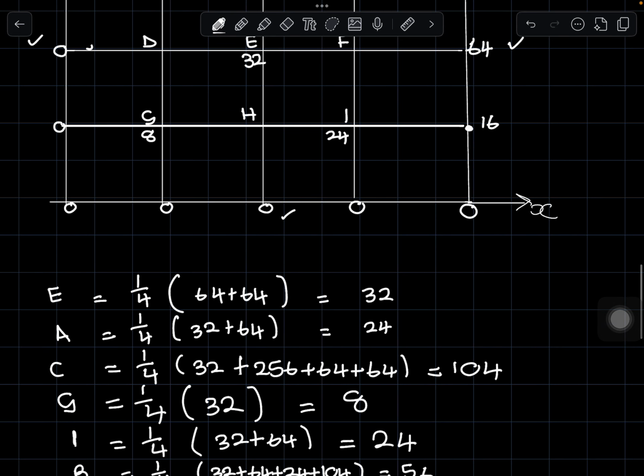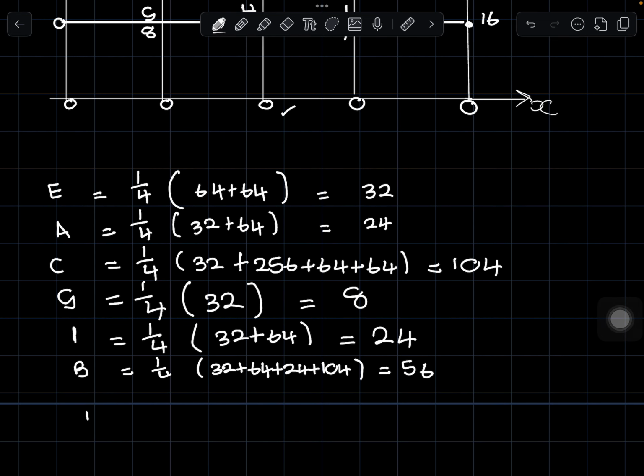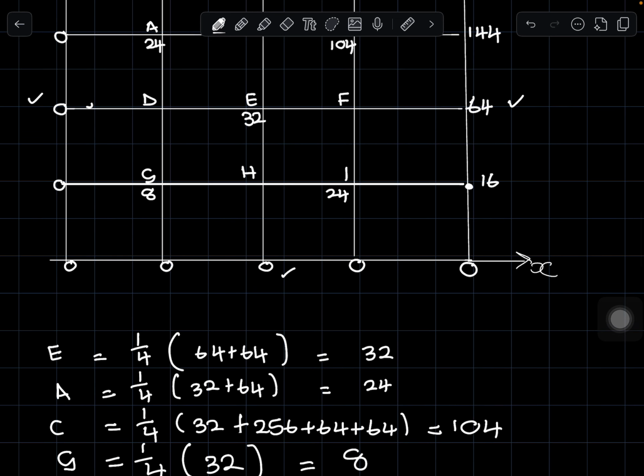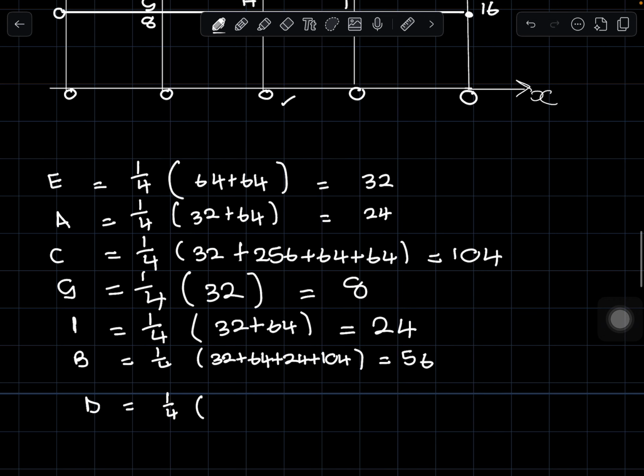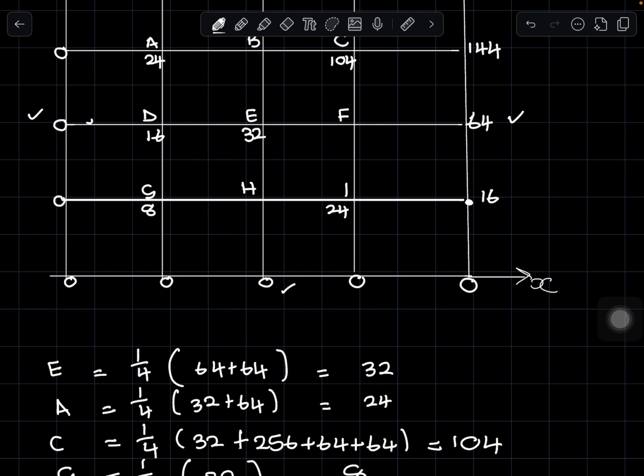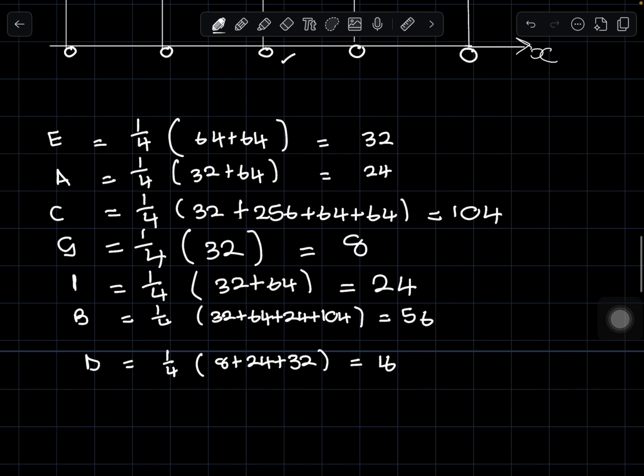Right. We do the same thing at D. Right. I'm sure by now you're familiar with how we find our points. So at D is 1/4 of 32 plus 0 plus 8 plus 24. So 8 plus 24 plus 32, of which we are going to get 16. Right, 16. Right, we do the same thing at F.